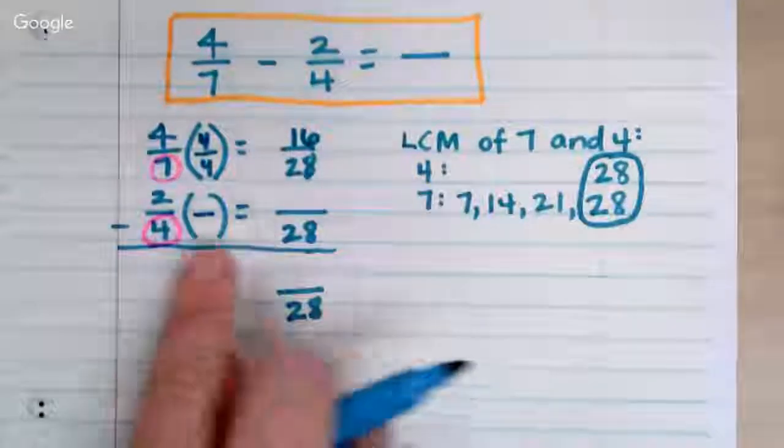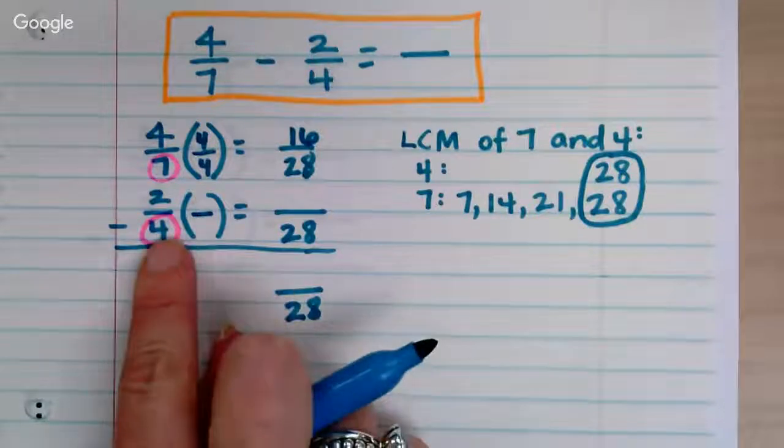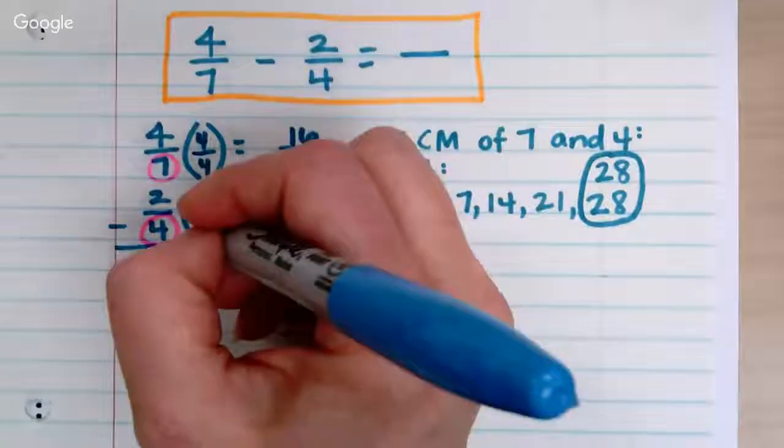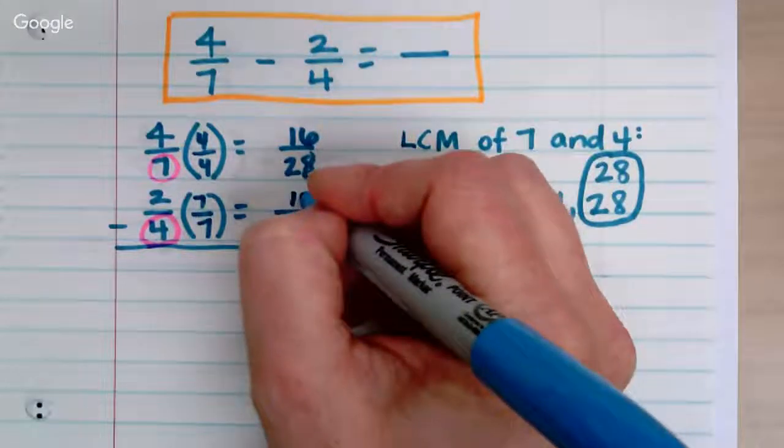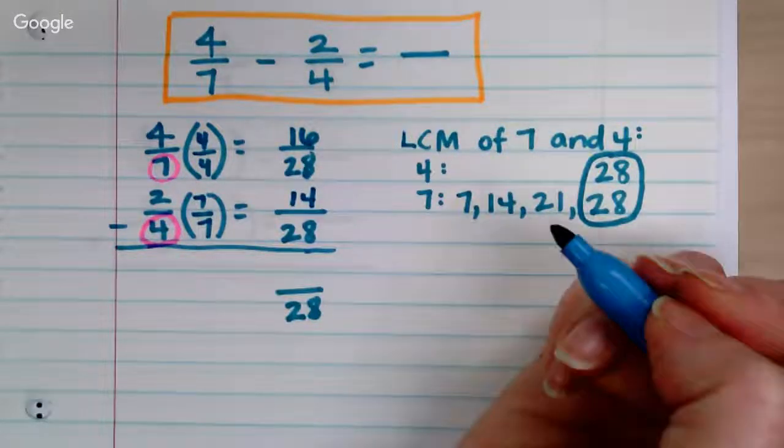I'm going to do the same thing with this fraction to create its equivalent. 4 times what gave me 28? Well, I can plug 7 in there. Whatever I do to the bottom, I'll also do to the top. I'm going to plug 14 into the top.